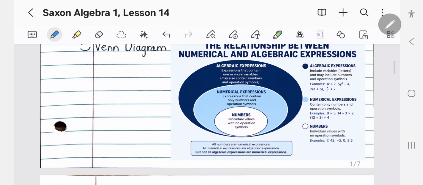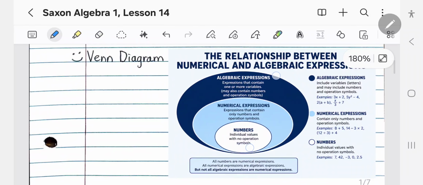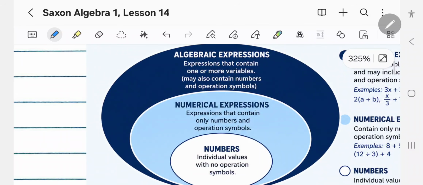Now, I think this is best explained and summarized by a Venn diagram. So I've included a Venn diagram here for you to see. I'm going to zoom in a little bit here just on the graphic part of it. Your book would call this part here numerals, instead of numbers, but that's okay. Individual values with no operation symbols. We know what those are. 1, 2, 3, 4, 5, 6, 7, 1/2, 2.3. Those are your numbers.